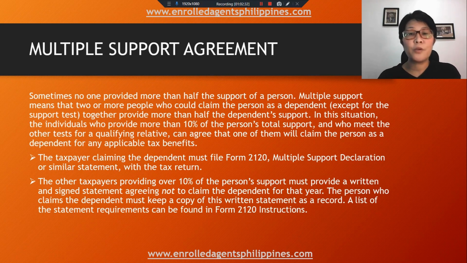Okay? So, multiple support agreement. Ano naman to? Sometimes, no one provided more than half the support of a person. Lalo na minsan, yung magkakapatid, nagsishare sila ng mga gastos. Multiple support means two or more people who could claim the person as dependent, except for the support test, together provided more than half of the dependent's support. In this situation, the individual should provide more than 10% of the person's total support, and those who meet the other tests for qualifying relative can agree that one of them will claim the person as dependent for any applicable tax benefit.